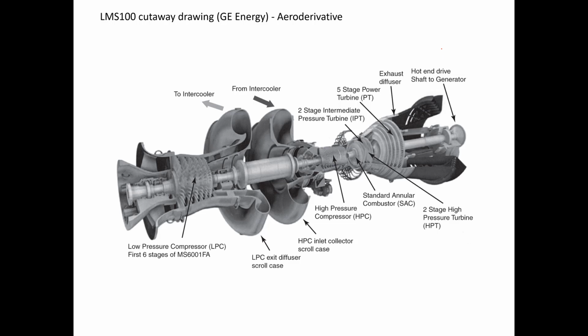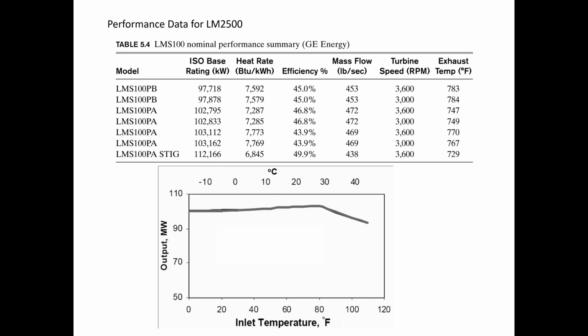Here's a cutaway drawing of another aeroderivative gas turbine. You have the intercooler here, like we talked about earlier. You have the low pressure compressor and the high pressure compressor. Again, it resembles a turbine used for aircraft propulsion. Here's some performance data, with various models along with their heat rate, base energy rating, output rating, efficiencies, mass flows and such.